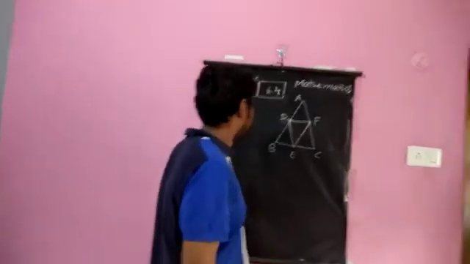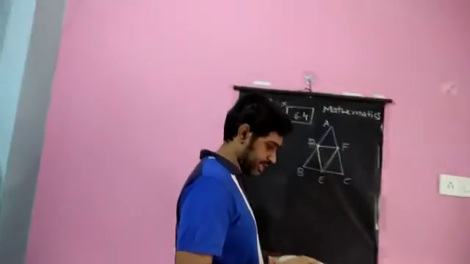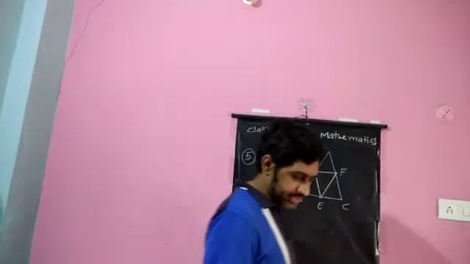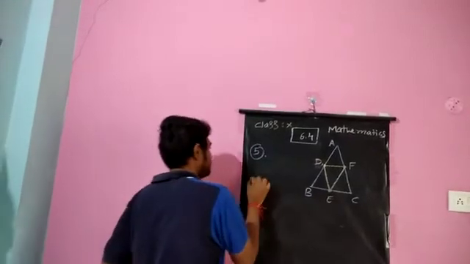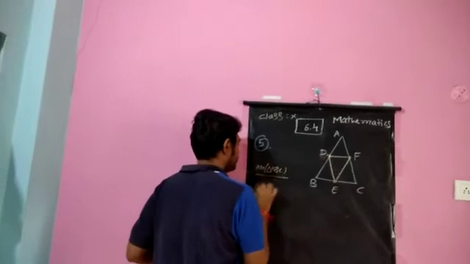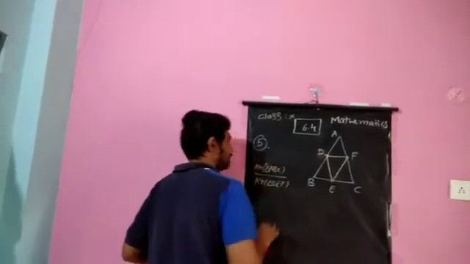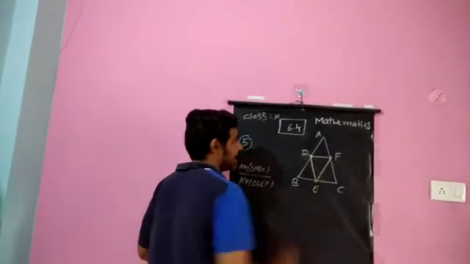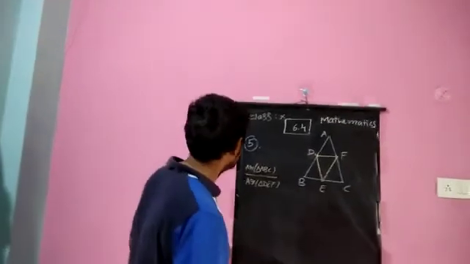So now I have triangle ABC and triangle DEF, where we have to find the ratio of area of triangle ABC to the area of triangle DEF. We have to find the area of triangle ABC to area of triangle DEF. D is the midpoint of the side AB, E is the midpoint of BC, F is the midpoint of AC. We have to find the ratio.